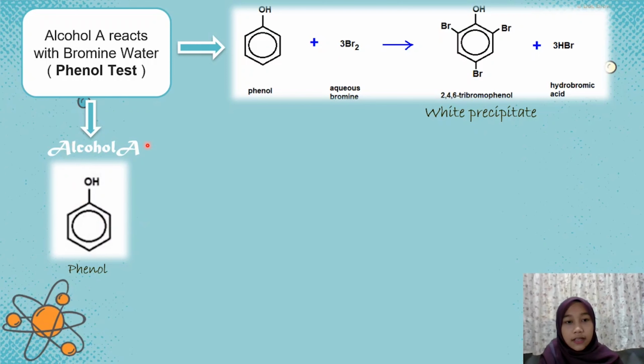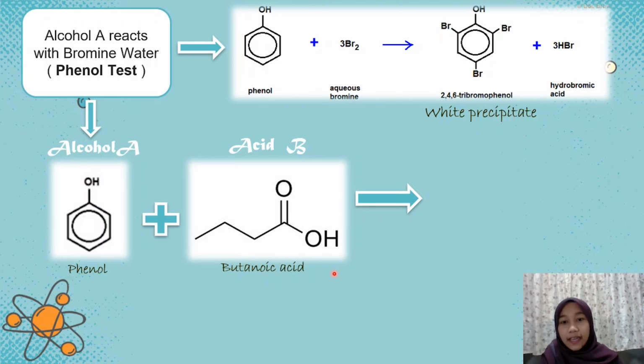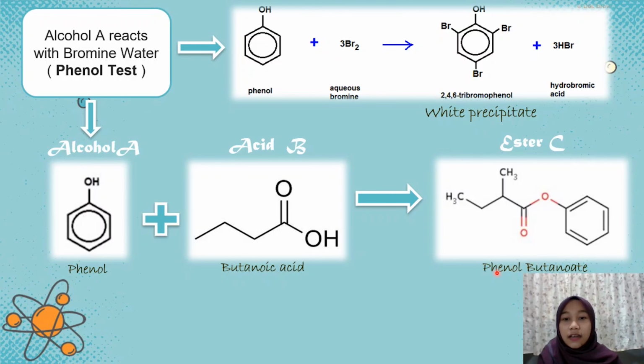So alcohol A will react with acid B, which is butanoic acid, and produce the ester phenyl butanoate. So how can we know this acid B is butanoic acid? In the question, this reaction will produce a sweet smelling organic liquid, which has 10 carbon, 12 hydrogen, and 2 oxygen. So a compound with 2 oxygen is an ester. To produce an ester, alcohol must react with carboxylic acid. So right now we know this is a carboxylic acid.